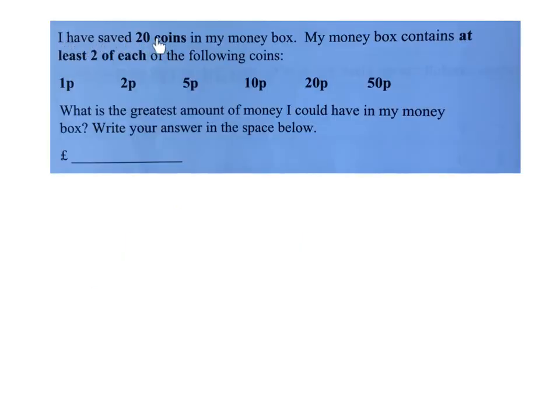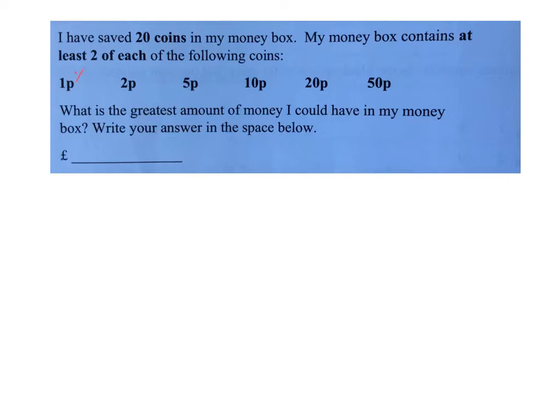I have saved 20 coins in my money box. My money box contains at least 2 of each of the following. So we've got this list of coins, but we have at least 2 of each of those. What is the greatest amount of money I could have in my money box? Write your answer in the space below.